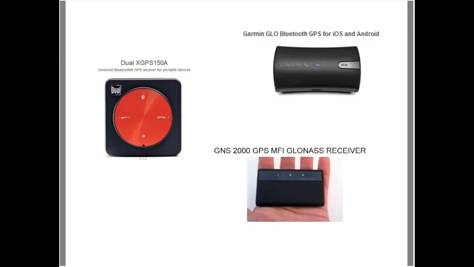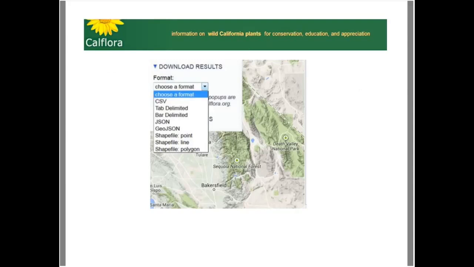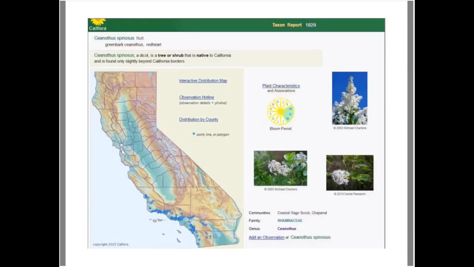There they are. And you can download your results once you upload into the CalFlora website. Hopefully all of you, or at least most of you, are pretty familiar with the CalFlora website. You can download your results as a CSV, which is basically an Excel spreadsheet, or basically any file format you can think of, we have available to you for downloading your records, or just looking at them on the CalFlora website on a map. You can do that too.